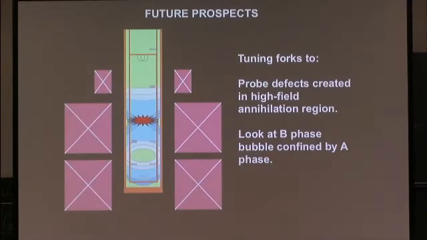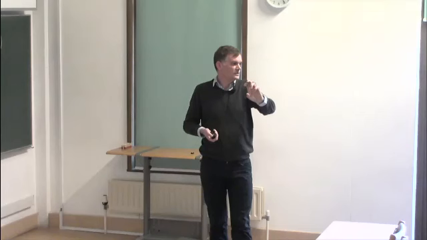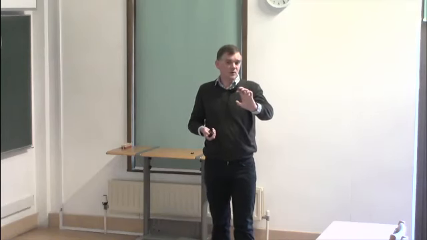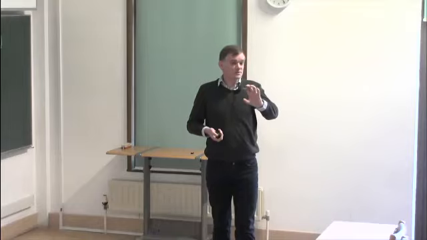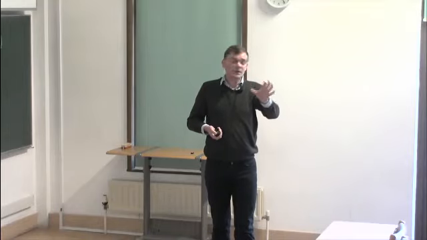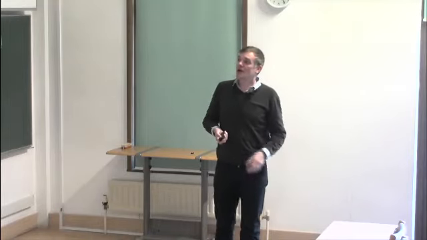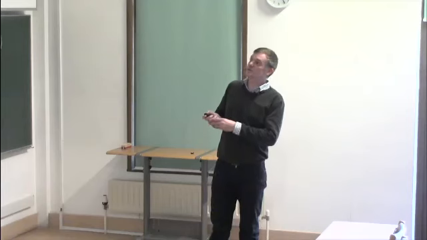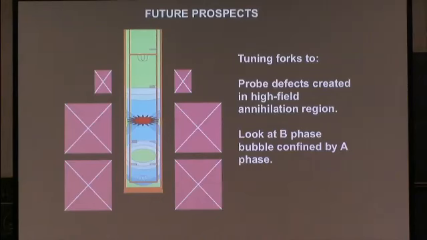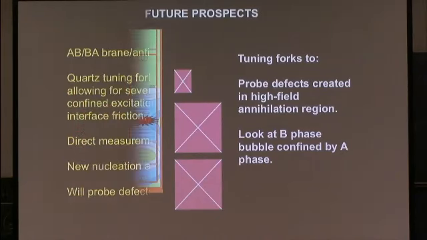So the future prospects: we're going to use these tuning forks to probe these defects in the high field annihilation region. That bump just before it passes the tine tells us that it's sensitive to a small rotation in the order parameter of the B phase. So these forks should pick out this defect, because all that defect consists of is a small rotation in the B phase order parameter. And ultimately, we want to look at this B phase bubble confined by A phase. And so I'll finish there.